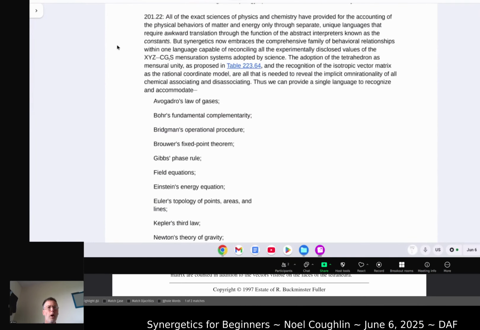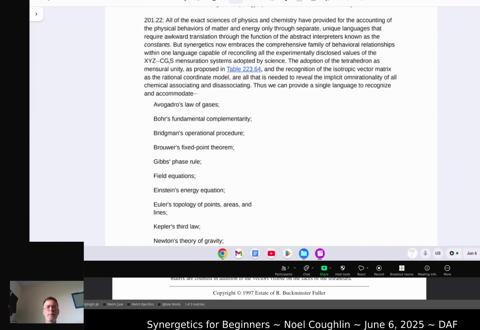Bucky explains all of the exact sciences of physics and chemistry have been provided for the accounting of the physical behaviors of matter and energy only through separate, unique languages that require awkward translation through the function of the abstract interpreters known as the constants. But Synergetics now embraces the comprehensive family of behavioral relationships within one language, capable of reconciling all the experimentally disclosed values of the XYZ CGS mensuration systems adopted by science, and that's your centimeter, grams, and seconds system.